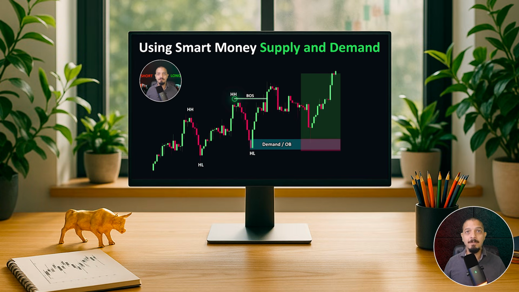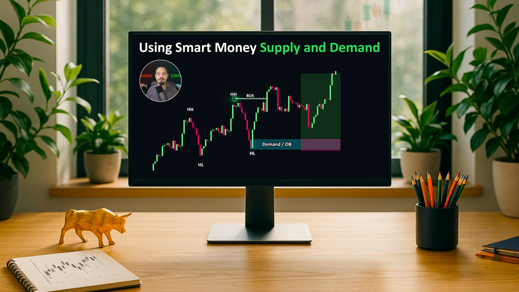At this point, the execution framework is complete. You have seen how IPDA logic, liquidity sweeps, and market structure connect into a practical decision-making process. To bring everything together and help you apply this with more precision, we are now going to play a short clip from another video linked in the card. In that video, we break down 10 clear and practical rules to identify institutional supply and demand zones with confidence.